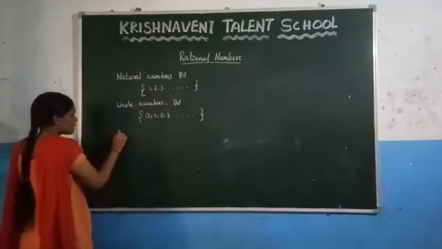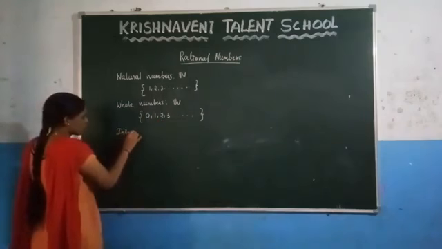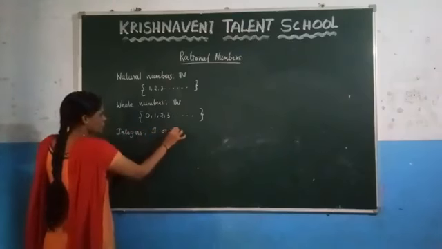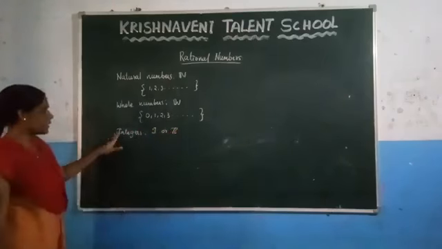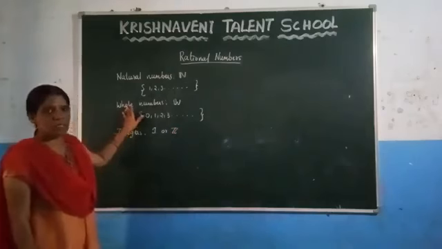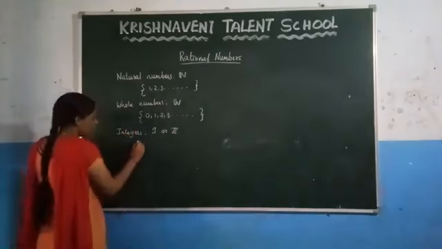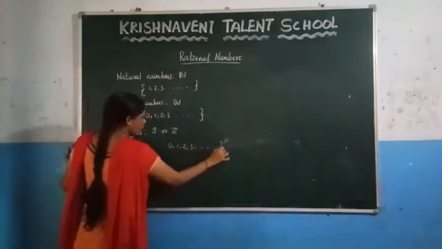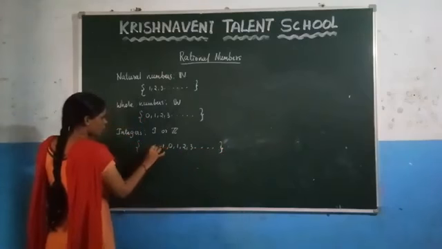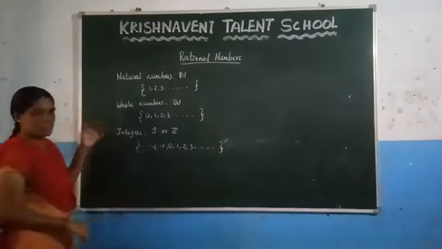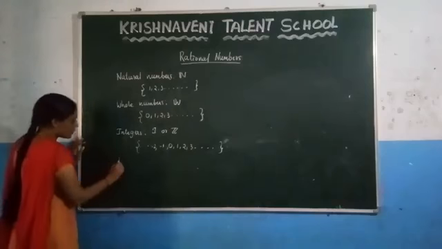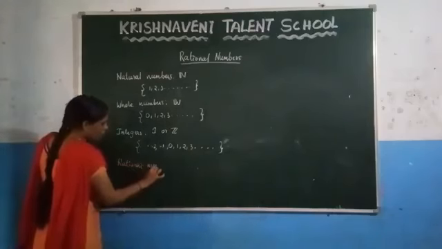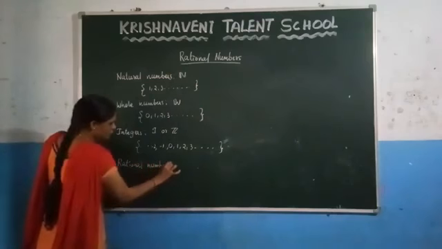And after that the next number system is integers, and it is denoted by the letter I or Z. What are integers? If you add negative numbers to the whole numbers, we will get integers. So 0, 1, 2, 3 and here -1, -2. These are the integers. And after that the next number system is rational numbers. That one we are going to discuss in this chapter.